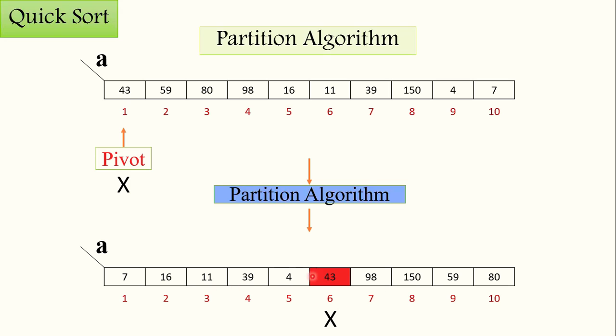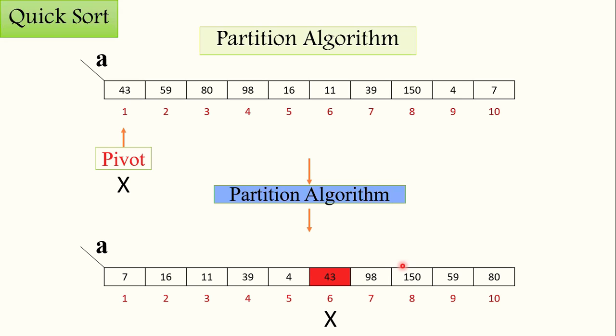As you see, the left side of the pivot element has elements less than it, and the right side has elements greater than it. You can see here 4, 39, 11, 16, 7, all the elements which are less than 43, and 98, 150, 59, 80, which are greater than 43. Means this is the correct position of the pivot element in the sorted array. This is very important to understand.